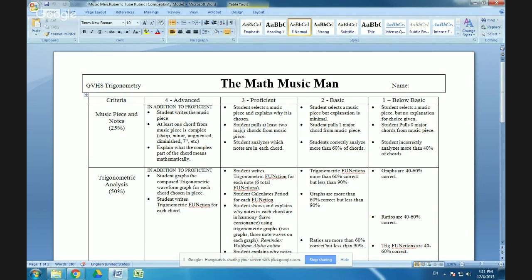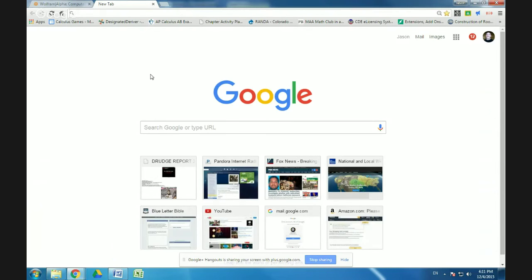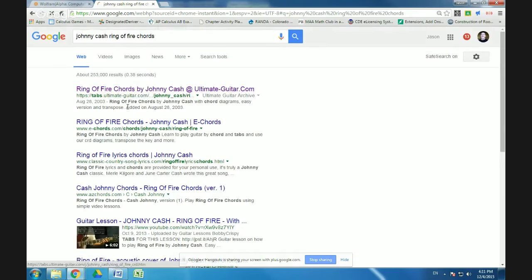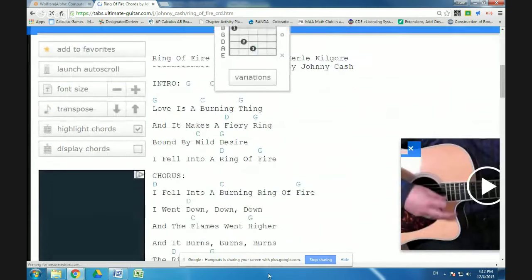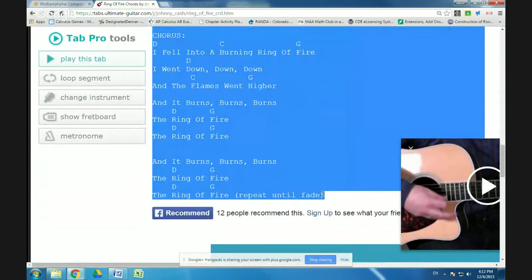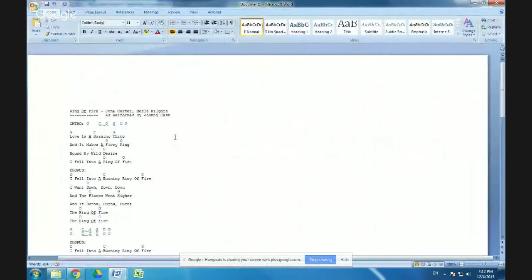The first part of this is just some fun for you. You get to select a music piece and explain why you chose it. In a search engine, I'm partial to Johnny Cash, so I would type Johnny Cash Ring of Fire chords. There it is, and you can copy it, paste it. Okay, you've just met that part of the rubric.